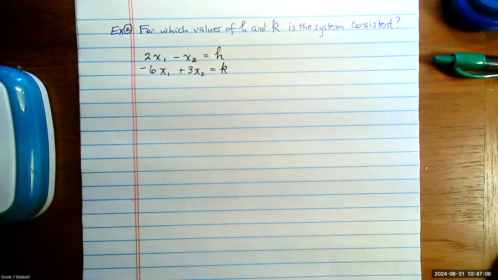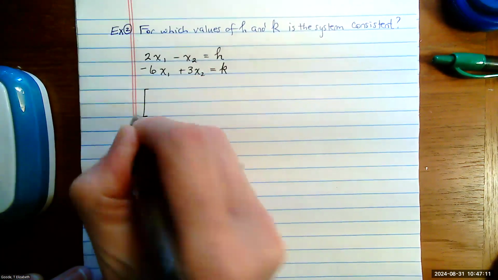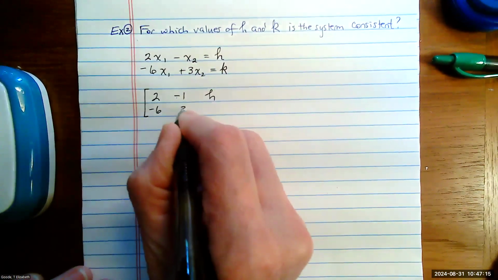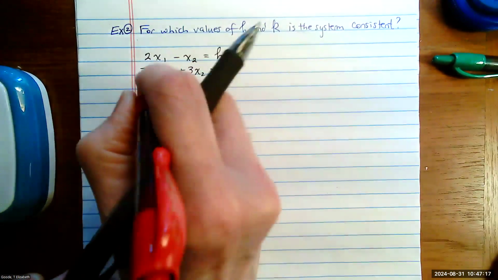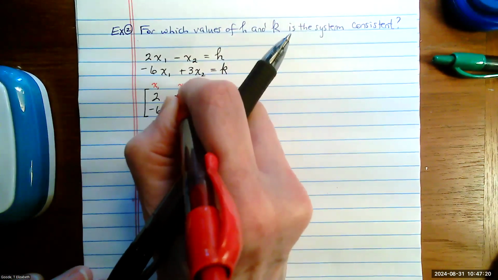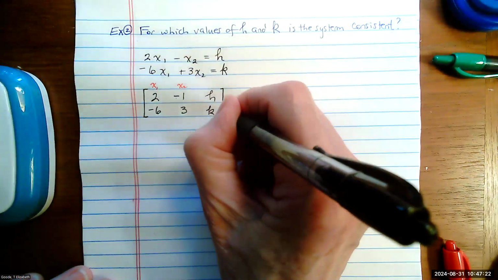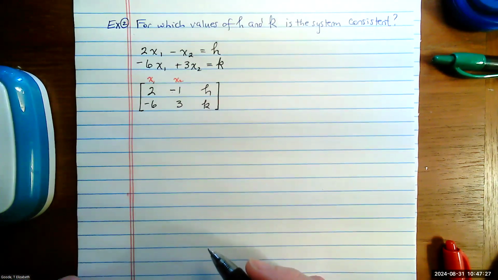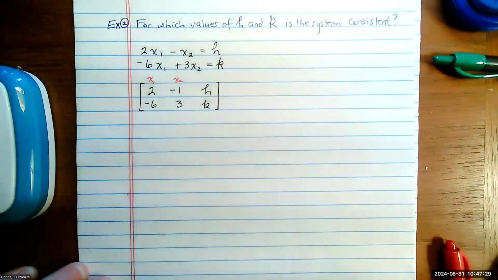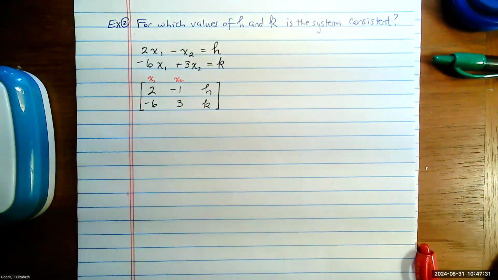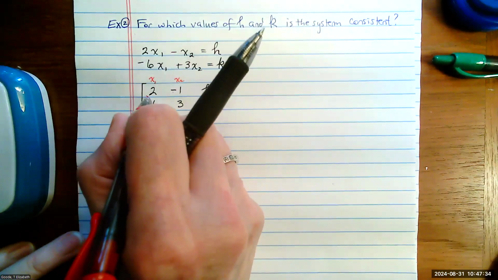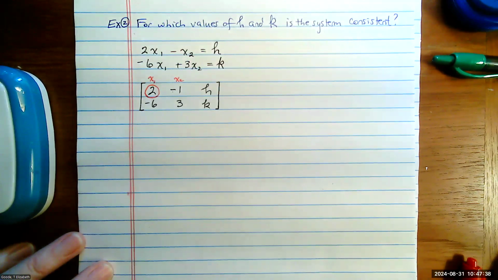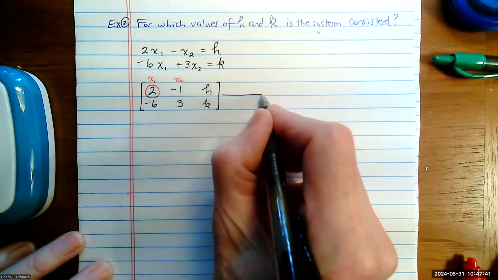And we can see right off the bat that this yields an augmented matrix 2, negative 1, h, negative 6, 3, k. I like to label my variables above their columns just to keep myself sorted out and remind myself this is an augmented matrix, not just a coefficient matrix. All right, so a couple of ways to deal with this. We do recognize that we have a non-zero quantity in the upper left corner. That is our pivot. We didn't have to switch rows or anything.